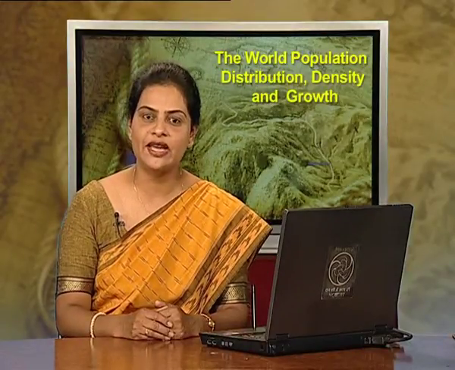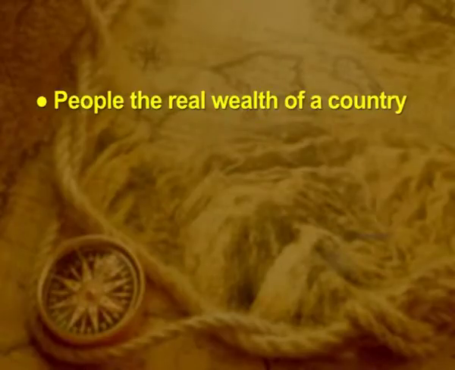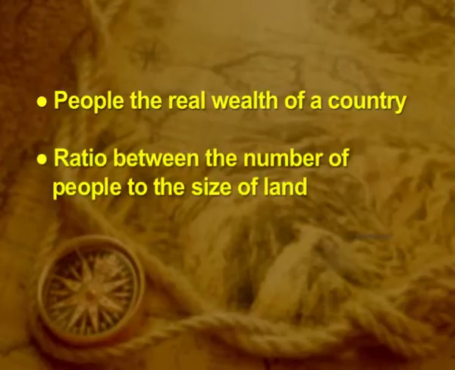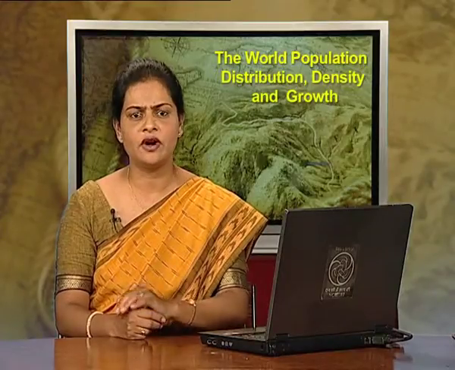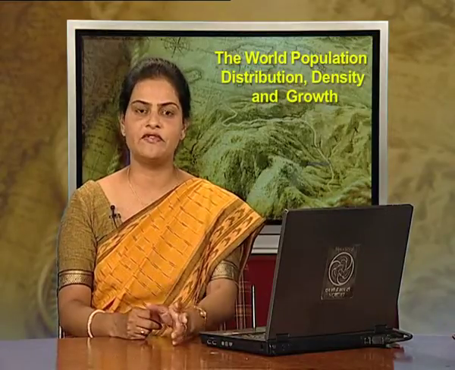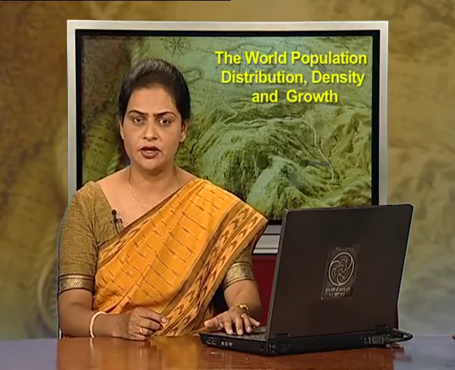Let us have a recap of what we have learned so far. We have learned people, the real wealth of a country. The ratio between the number of people to the size of land is known as the density of the population. Factors affecting the distribution of population is a third thing that we have learned. So far, we have learned only the geographical factors. Let us now learn how economic and cultural factors are affecting the population distribution.